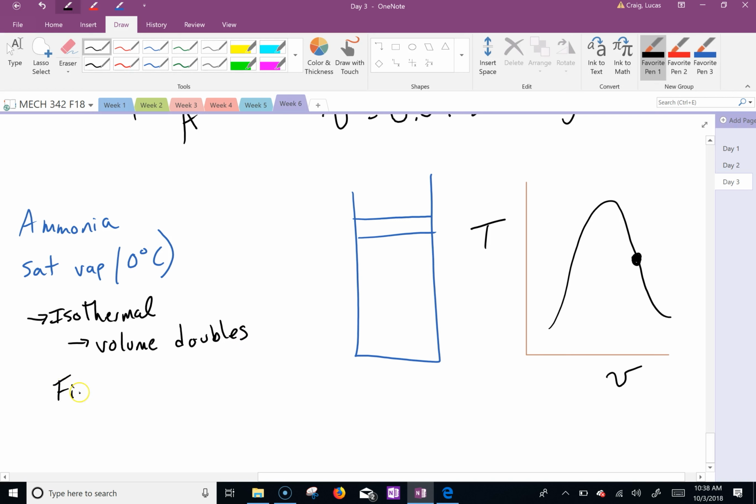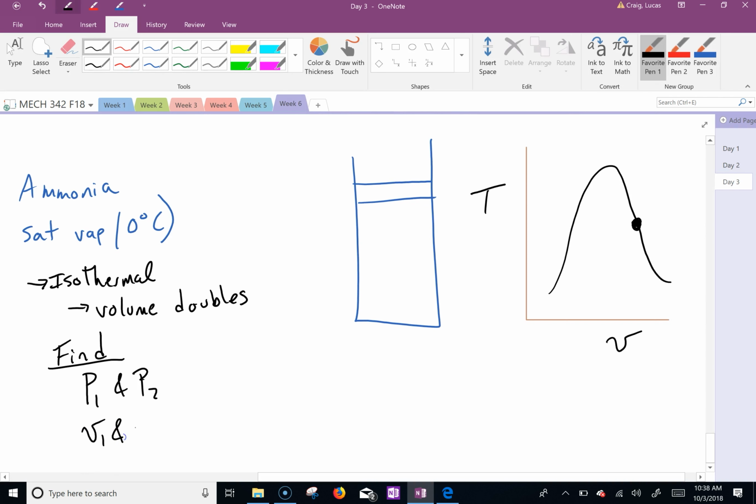So we want to find the initial pressures, not temperatures. So P1 and P2, and little v1 and little v2. Okay, so that's what the word problem read.